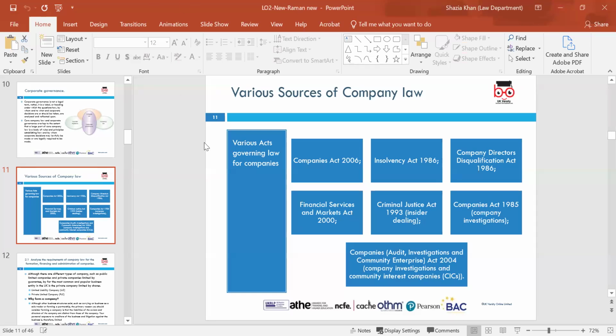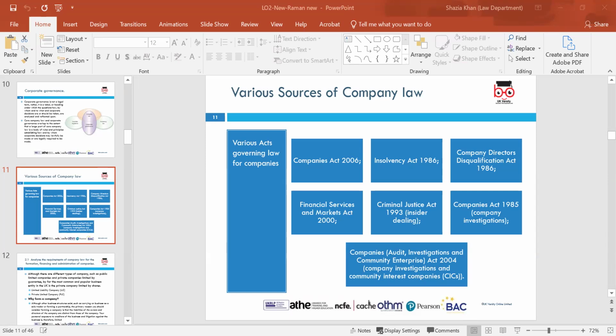So when we look at laws in place, why is there a need to have various laws in place? Because companies would not run without these laws in place. So you have laws in place to identify certain concepts. You have the Companies Act that deals with everything in regards to a company.